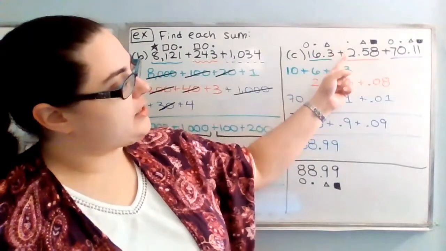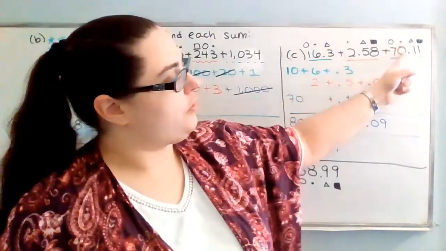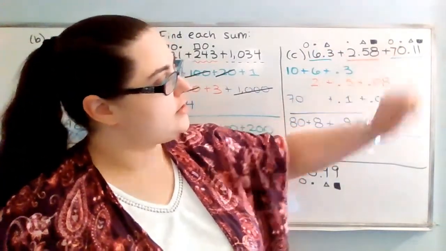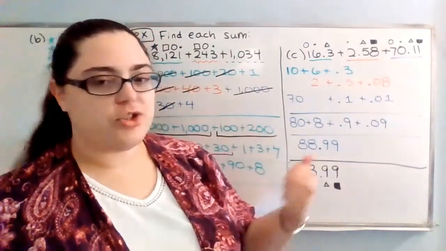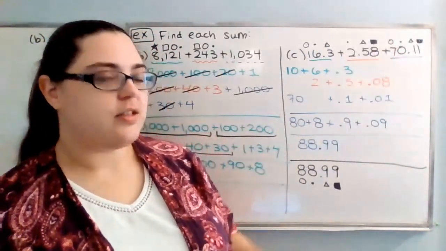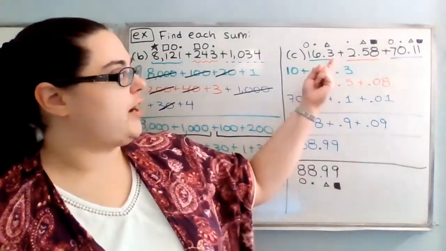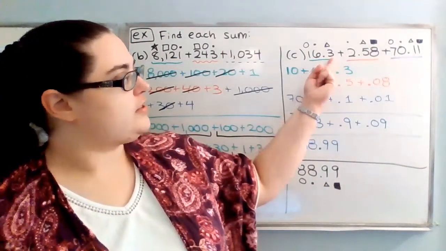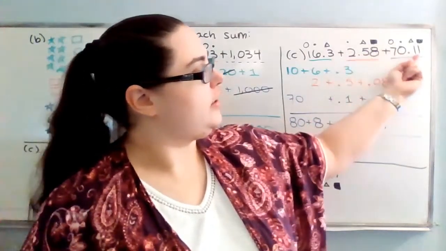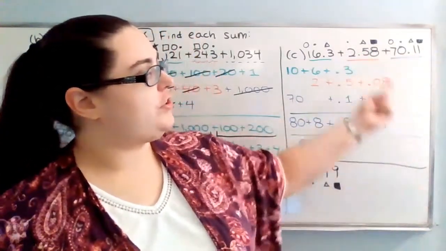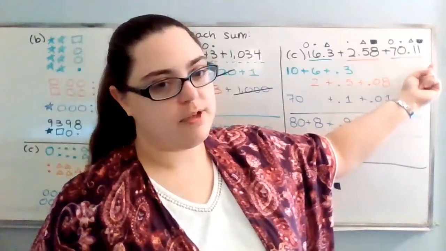So you see that here, my dot is for the ones. I used a dot for the ones and a circle for the tens. And then I decided to do a triangle for the tenths and a filled in square for the hundredths. So I have a triangle for the tenths here, here, and here. And then I have a filled in square for the hundredths.